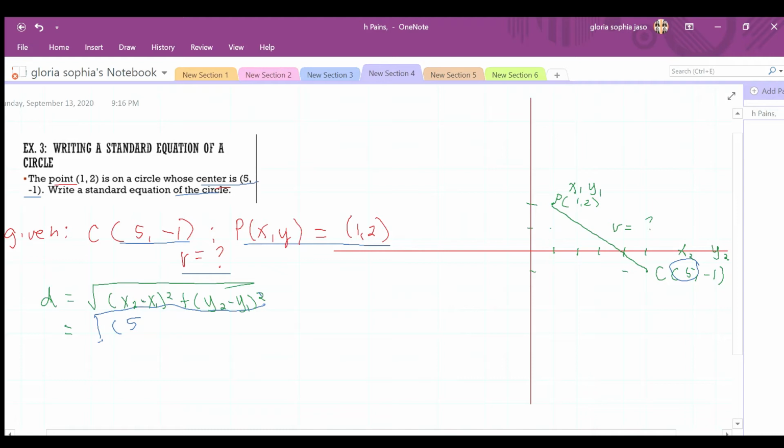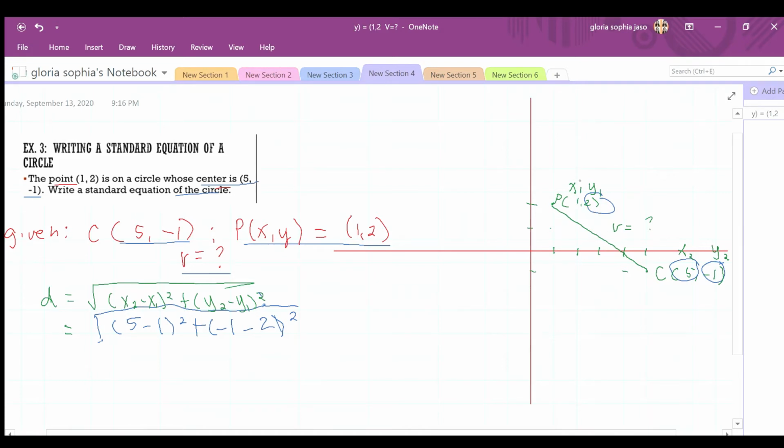Ayan. So, minus x sub 1, so minus 1 squared, plus y sub 2, minus 1 (ito yung y sub 2 natin, -1), minus y sub 1, so 2, squared. So, kahit mapagbaliktad nyo dito yung dalawang points class, okay lang. You will get the same answer.